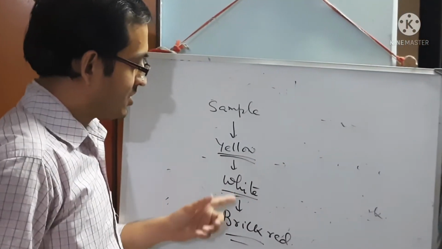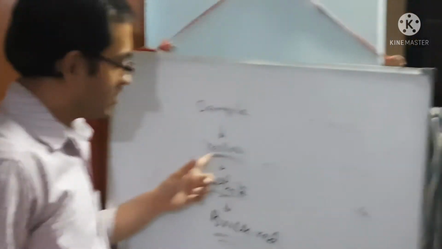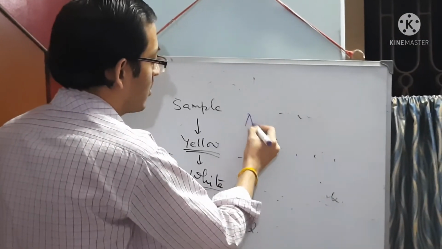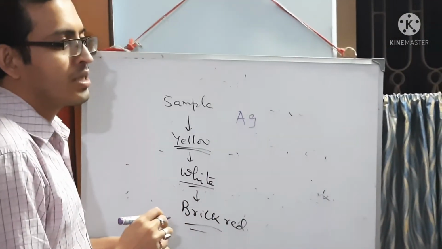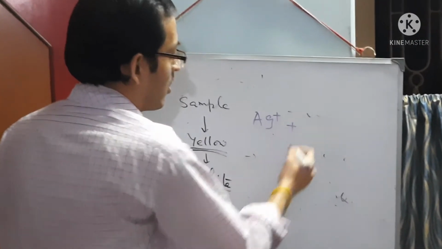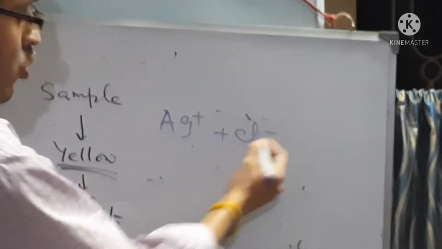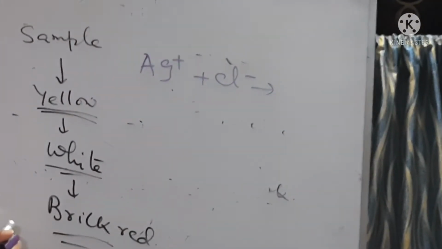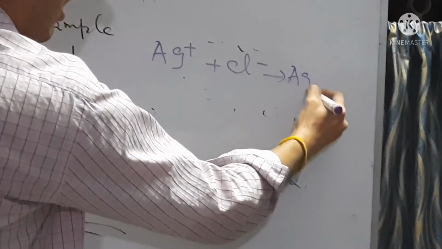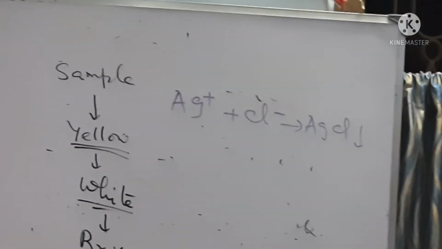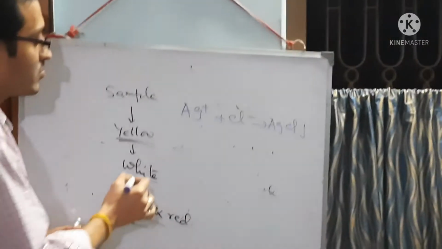Okay, so why does the color of the sample first turn into white? Because first what happens, our burette contains silver nitrate solution. The silver of the silver nitrate solution firstly combines with chloride ions present in the sample water. Then a compound is formed that is called AgCl, and this is white in color.